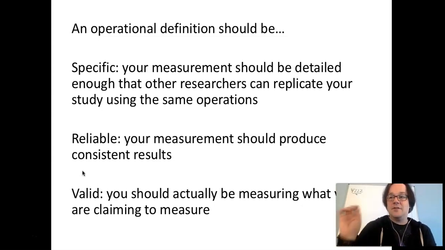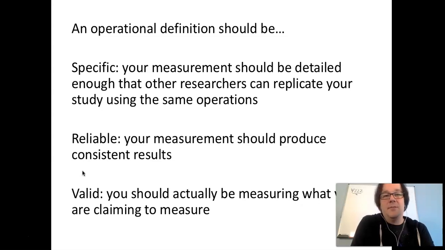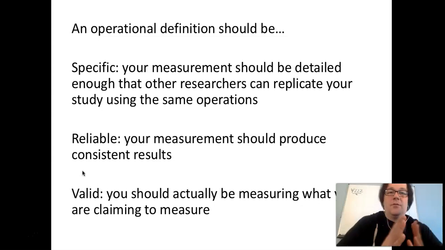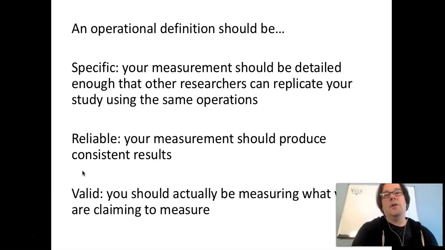Someone reading your study should be able to replicate it 100%. So operational definition should be specific. It should be reliable, meaning that your measurements should produce consistent results. This is another thing when it comes to measurement that we're going to see in a minute here, is that there's no perfect measurement of anything. So a reliable measure, there'll be a tolerance, or what we call a margin of error. So we want to keep that margin low because we want our results to be reliable.